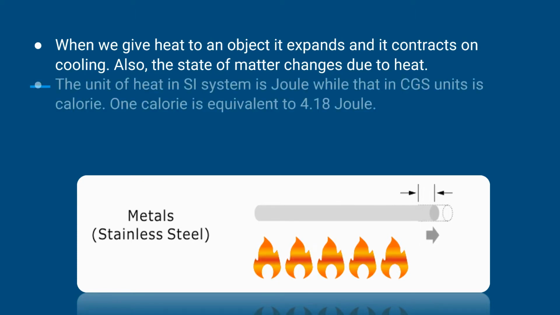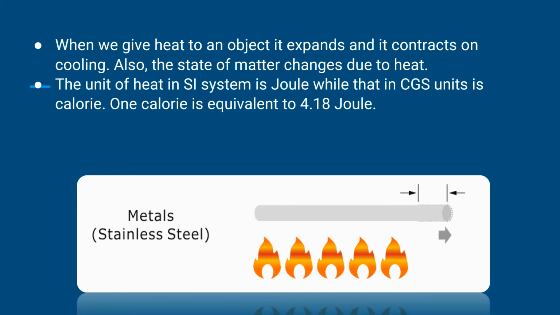The unit of heat in the SI system is joule, while in CGS it is calorie. 1 calorie is equivalent to 4.18 joule. 1 calorie of heat is the heat required to increase the temperature of 1 gram of water by 1 degree Celsius.